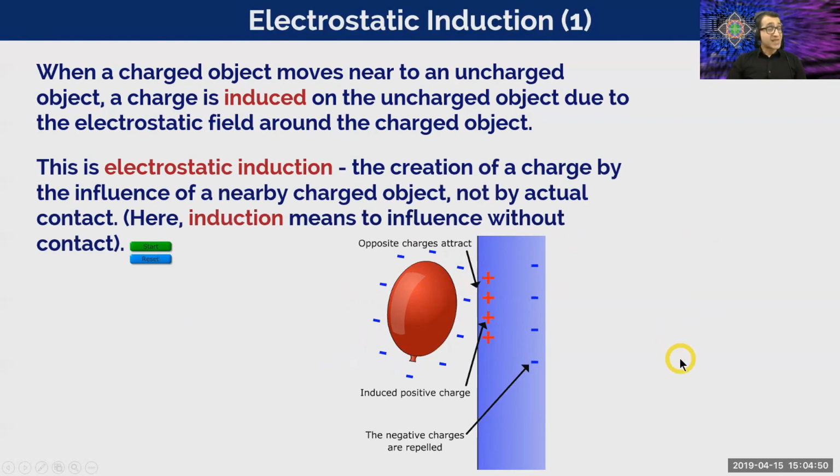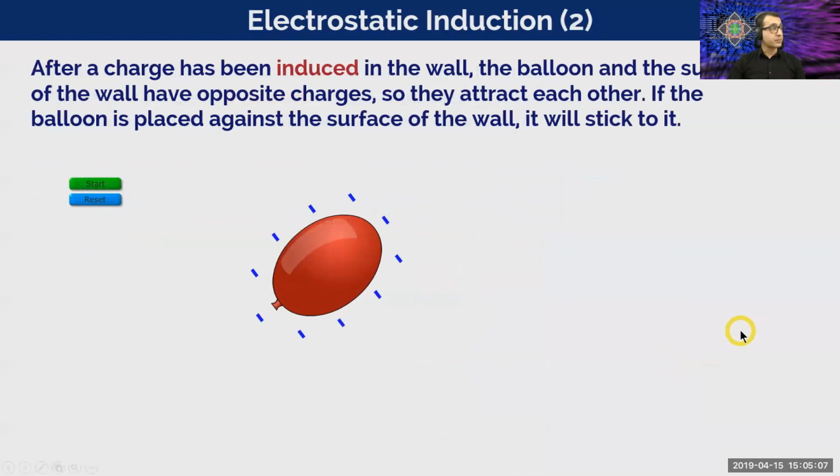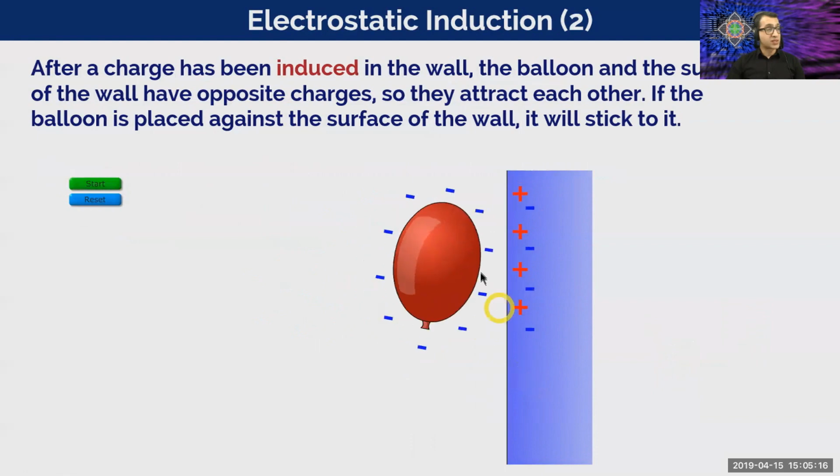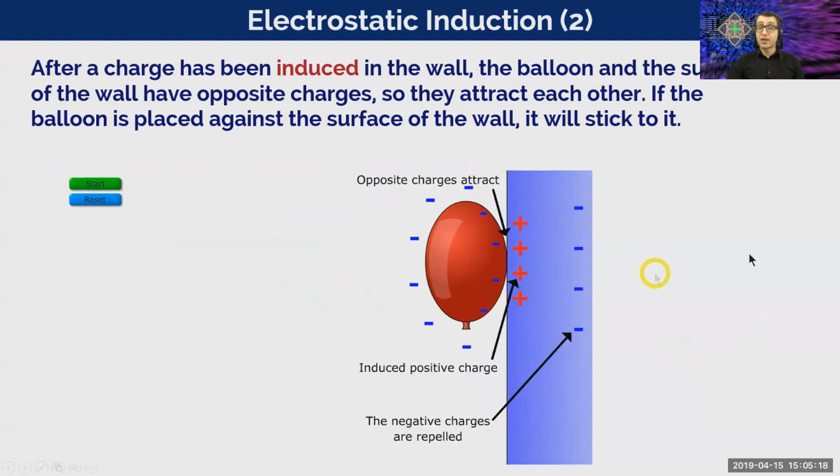So this is electrostatic induction. This is the induction, the causing of a static charge to appear on an uncharged object by bringing a charged object near to that uncharged object. So induction means to influence or to cause without contact. So after the charge has been induced in the wall, the balloon and the surface of the wall have opposite charges. They attract each other, and then this causes the balloon to stick to the wall and not fall off the wall. So I'm sure this is something that many of you have seen.